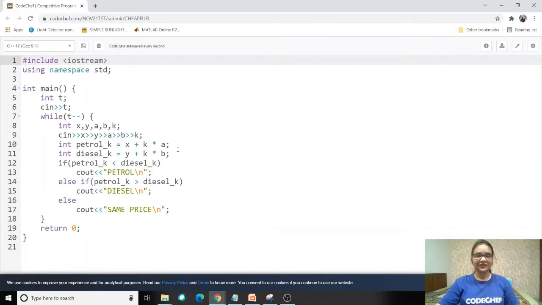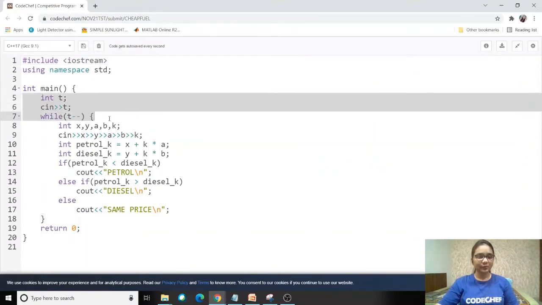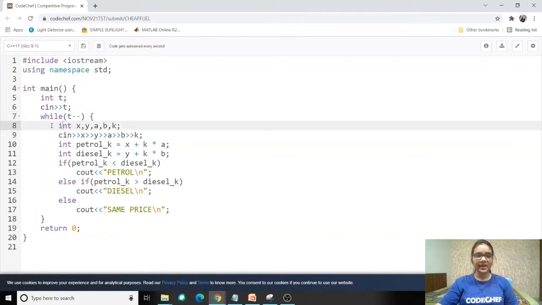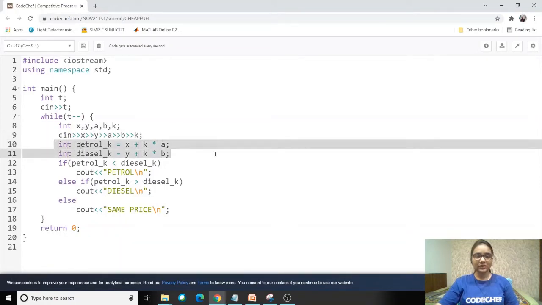So guys, first we'll be seeing the code in C++. First I have taken the input for number of test cases and all the other values X, Y, A, B and K, which are the prices of petrol, diesel and the kth month. Now we are calculating this petrol K and diesel K. These two variables that you see tell you the price of petrol after kth month and the price of diesel after kth month.